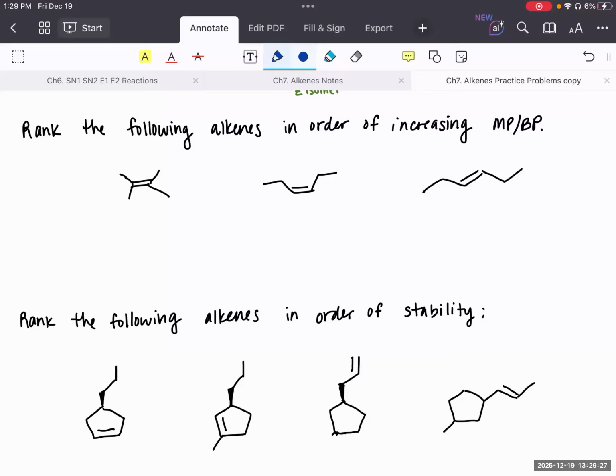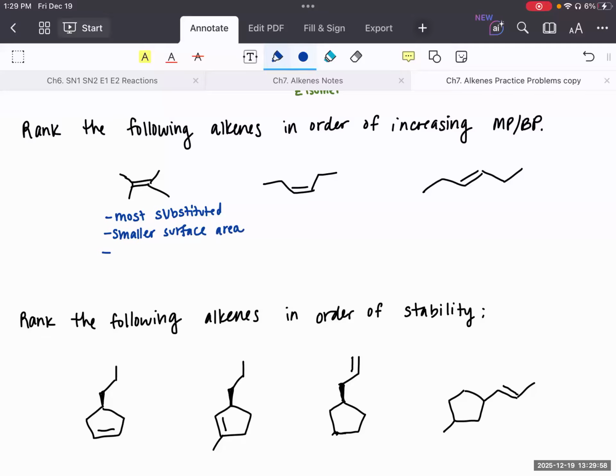But here we have roughly the same sizes, so we can use our rules that we talked about in the notes to determine which ones will have a higher boiling point or melting point. And so let's start with this one. We can see that this is the most substituted. And also we have a smaller surface area. Everything's a little bit more compact. And so that matters for those intermolecular forces that we would get.